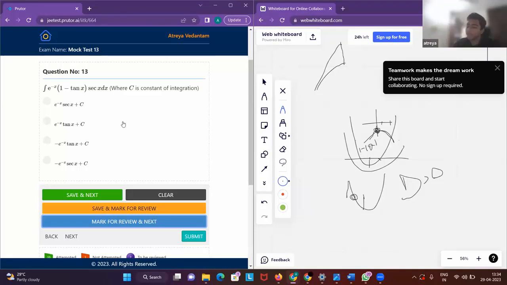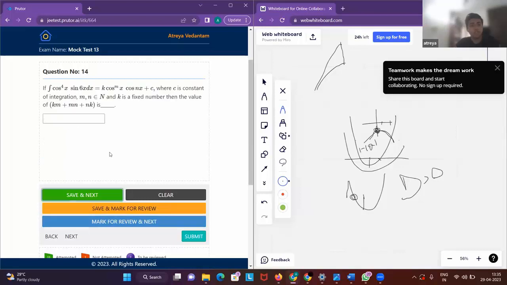So the integral of e^(-x) sec x dx is simply -e^(-x) sec x plus the integral of e^(-x) sec x tan x dx. So the answer is simply going to be t. Okay, so we are given another basic integral.